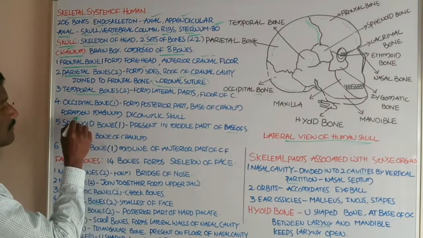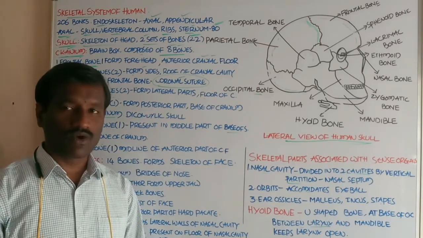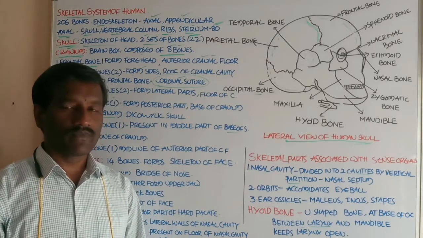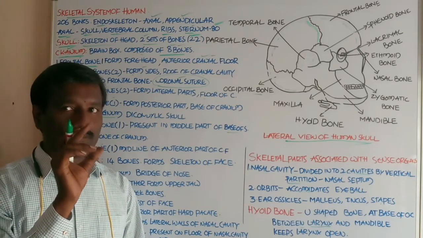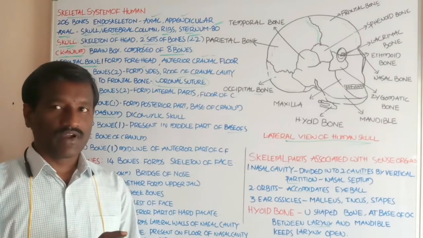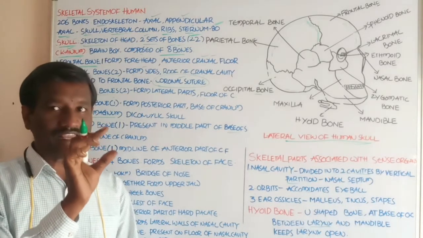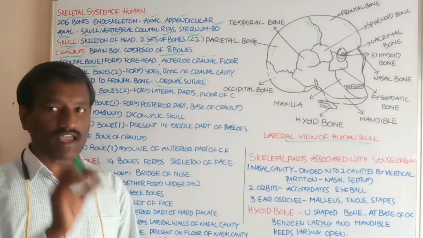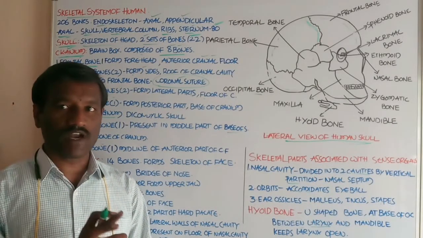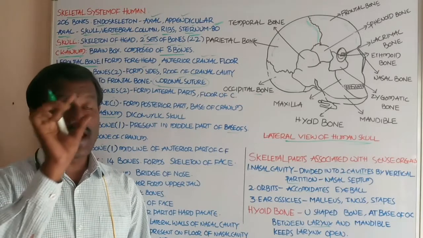And what about the foramen magnum? Foramen magnum is the aperture, the pore present at the base of the cranium. Okay, student, this aperture present at the base of the cranium is called the foramen magnum. By this, the brain communicates with the spinal cord.